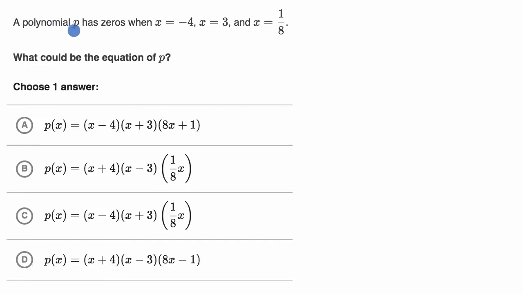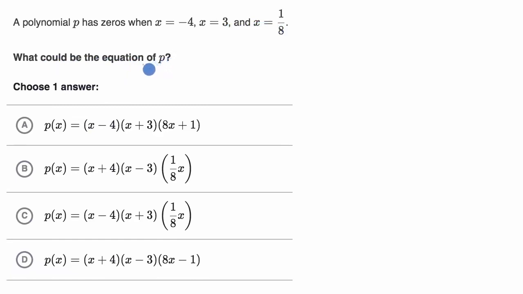A polynomial p has zeros when x is equal to -4, x is equal to 3, and x is equal to 1/8. What could be the equation of p? So pause this video and think about it on your own before we work through it together.